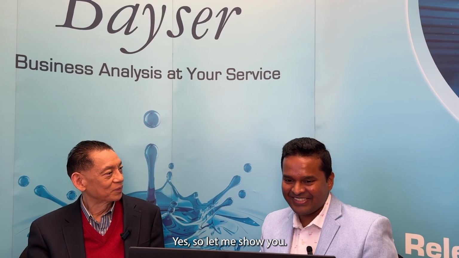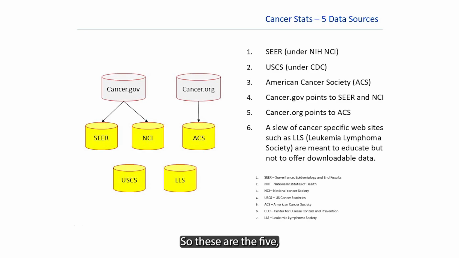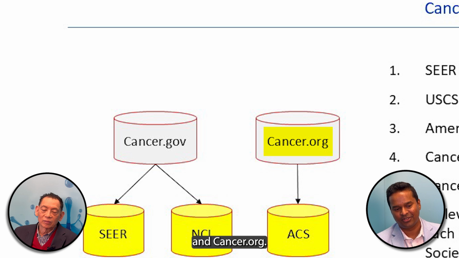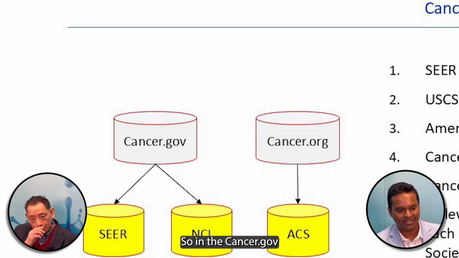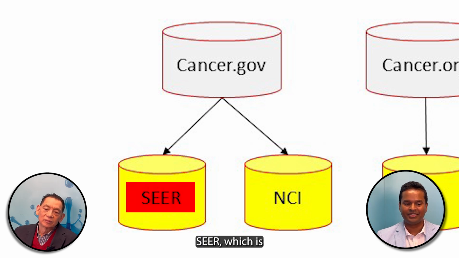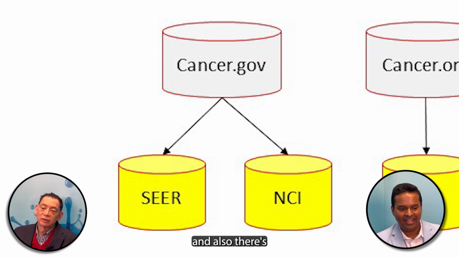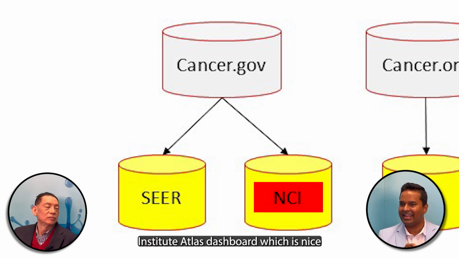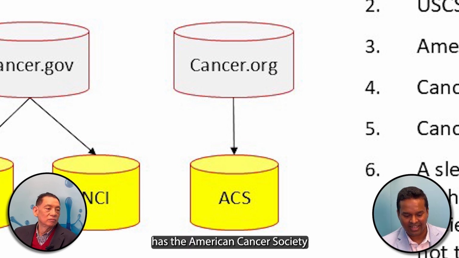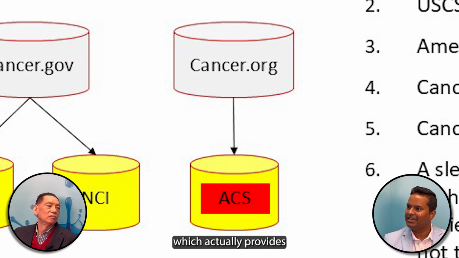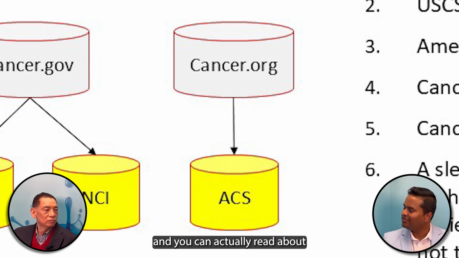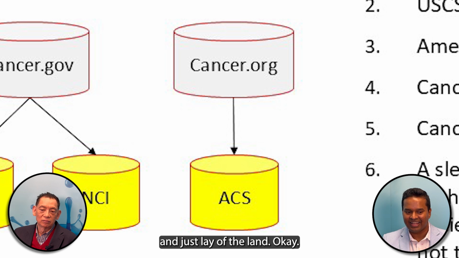Sure. Absolutely. So let me show you. These are the 5 main data sets coming from cancer.gov and cancer.org. In cancer.gov, that is fed by SEER, which is primarily focused on epi data. And also there's a National Cancer Institute Atlas dashboard, which is nice. And cancer.org has the American Cancer Society, which provides some basic stats if it's a new type of cancer. You could actually read about the current treatments, just a lay of the land.